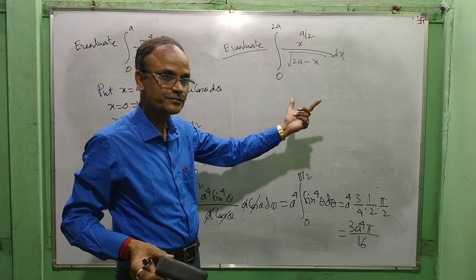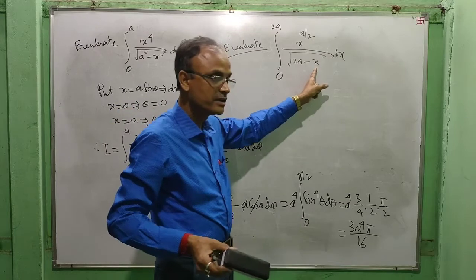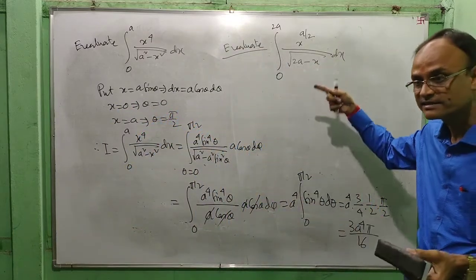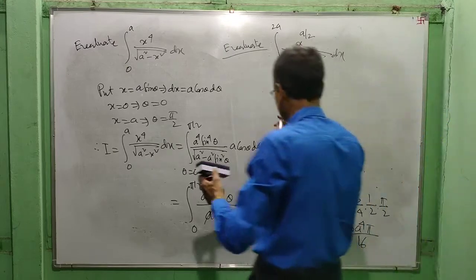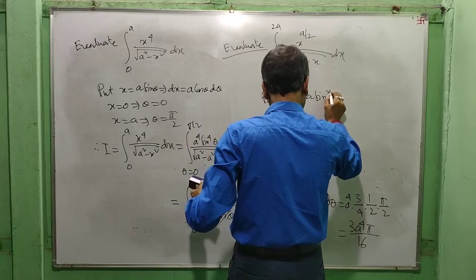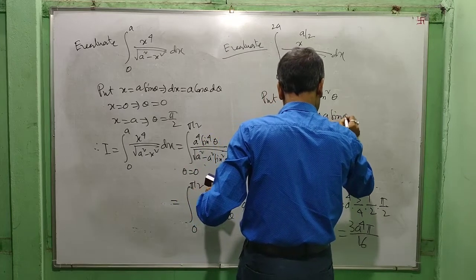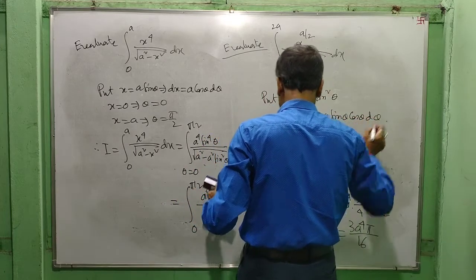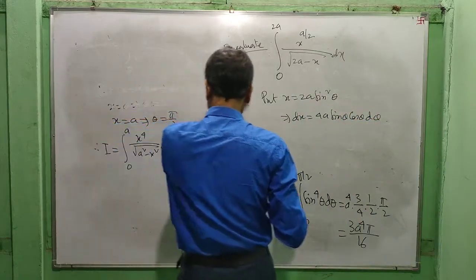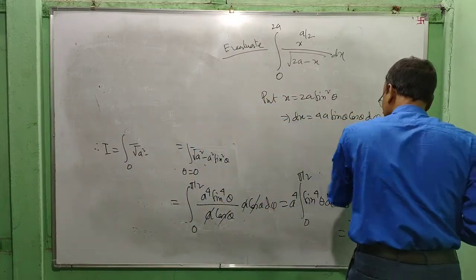Simple calculation. At the class 11-12 level, you have to substitute x equal to twice a sine square theta. Put x equal to twice a sine square theta. This means dx equal to 4a sine theta cos theta d theta.